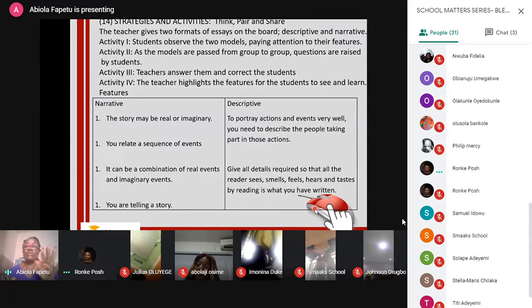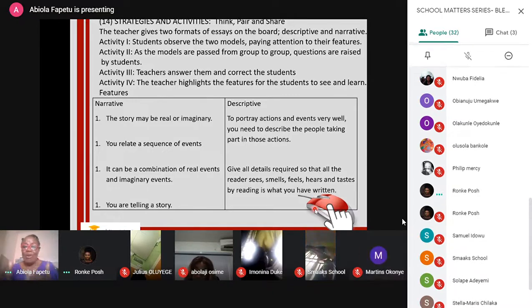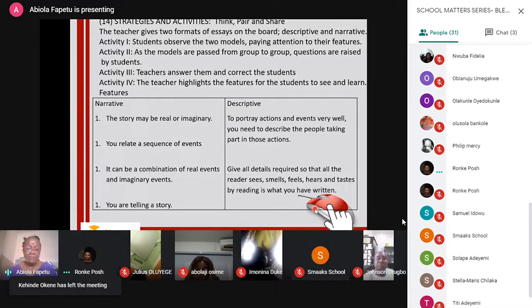So the students will observe the two models, paying attention to their features. This is already given by the teacher. As the models are passed from group to group, questions are raised by the students. So we get to the question and answer that I showed you earlier. And then the teacher answers their questions and corrects the students. Then the teacher highlights the features for the students to see and learn.